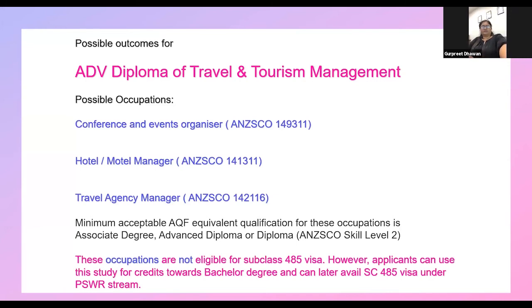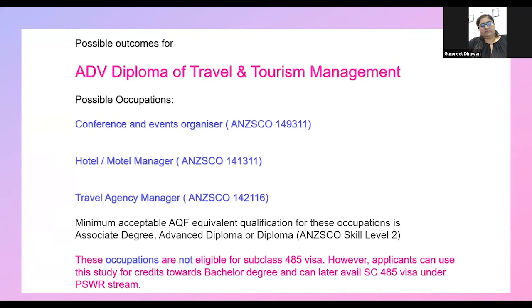Okay, now advanced diploma of travel and tourism management. The possible occupations there can be more, but I'm just keeping them simple: conference and events organizer, hotel motel manager, and travel agency manager is another possibility.